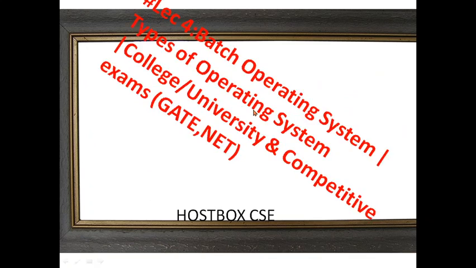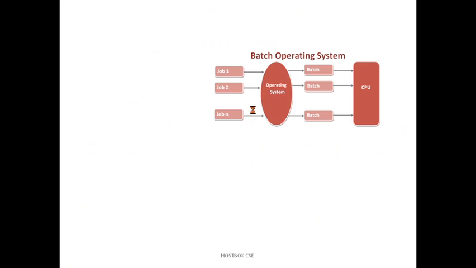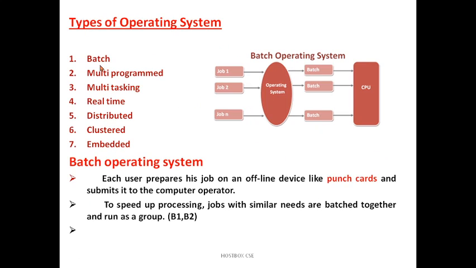Let's see today's session. The operating system always plays an important role, and it has types like batch, multiprogramming, multitasking, real-time, distributed, clustered, and embedded also. We are going to see the first one, the batch operating system, because in competitive exams there are some questions from here. The batch operating system started from the year 1950 and above.